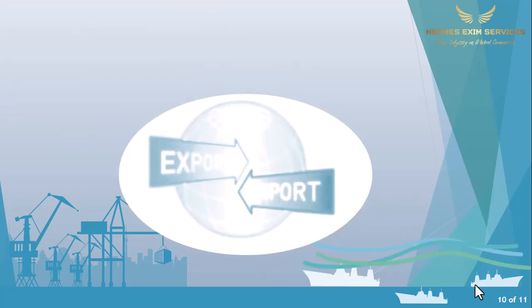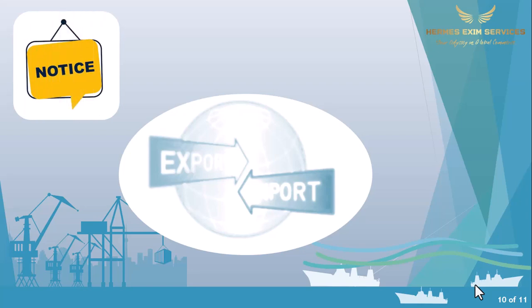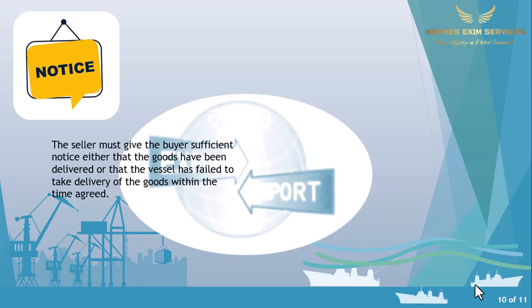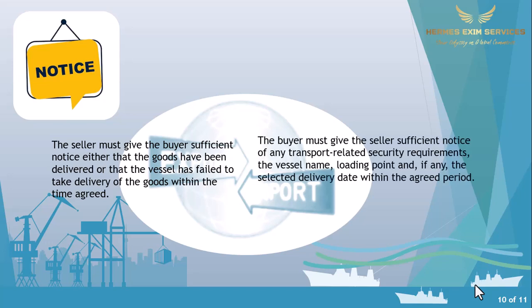Under FAS, the seller must give the buyer sufficient notice either that the goods have been delivered or that the vessel has failed to take delivery of the goods within the time agreed. The buyer must give the seller sufficient notice of any transport-related security requirements, the vessel name, loading point, and if any, the selected delivery date within the agreed period.